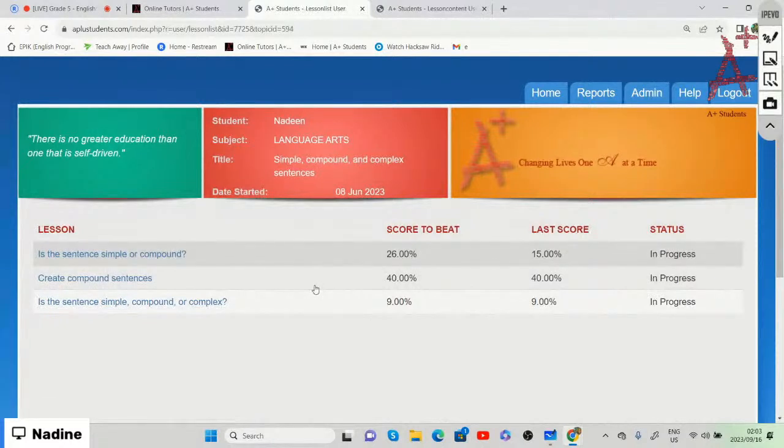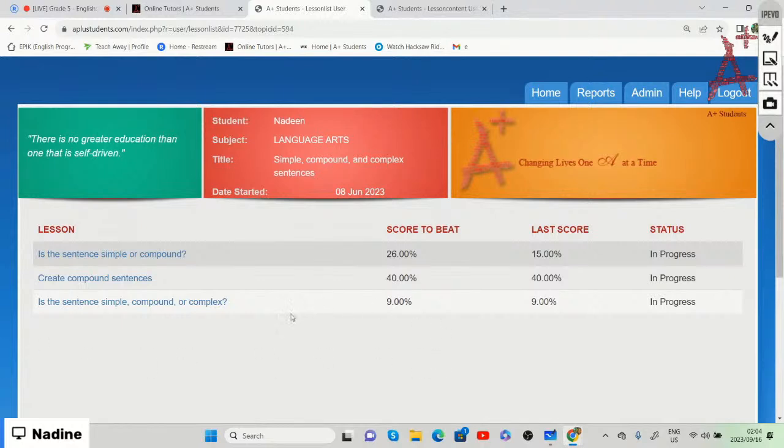And in our previous lesson, we also did simple, compound, and complex sentences, but we only focused on the lesson of is the sentence simple or compound. And a simple sentence has a subject and it has a verb. So basically, it's a complete thought. And then a compound sentence is two simple sentences that is joined by a conjunction, whether it's and, but, or so.